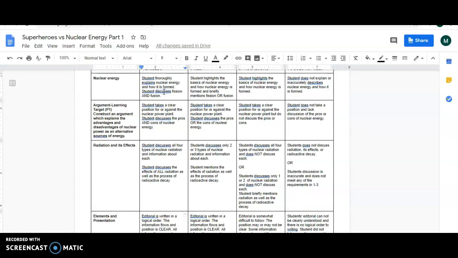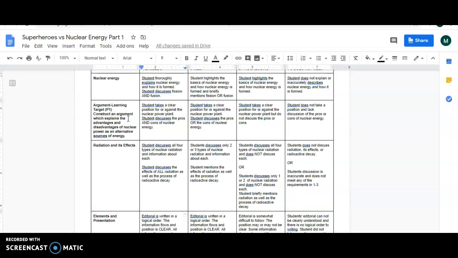Okay, now you'll notice I put your learning target here, which is basically the point of this assignment, the argument piece of this. Construct an argument which explains the advantages and disadvantages of nuclear power as an alternative source of energy. You need to take a clear position. Okay, remember, I'm not grading you on whether you are for or against it. That's not my place to decide or to tell you how to think. My job is for you to take a stance on this and use scientific evidence to support your claim, okay? So don't feel like, oh, I've got to say I'm for or I've got to say I'm against, because that's what Ms. Paul wants to hear. No, you state your side and have science evidence to back it up.